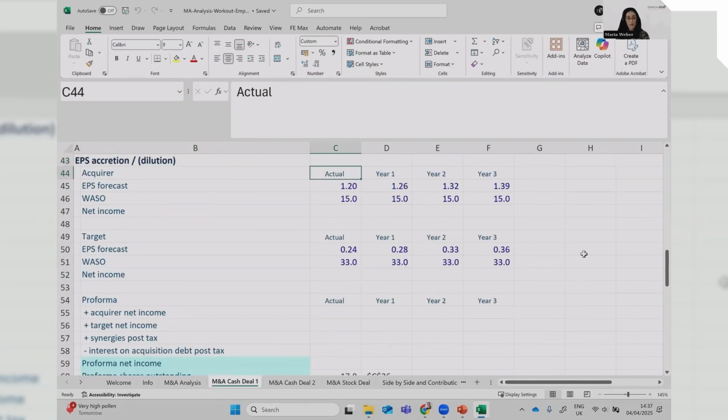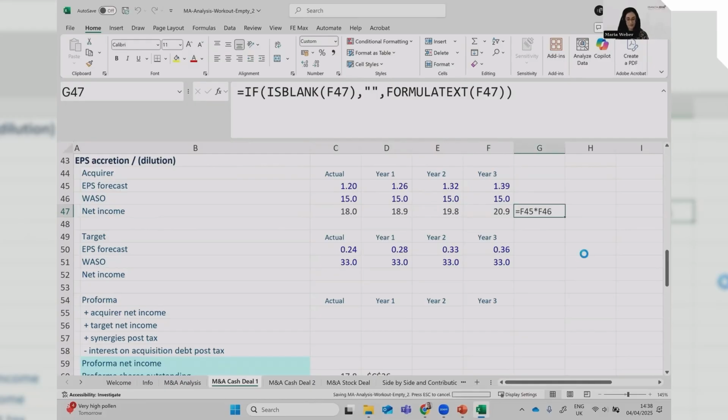Acquirer's net income, if you go up to row 44, I've got for the actual, so historic, and then forecast year 1, year 2, year 3, earnings per share, and weighted average shares outstanding. So number of shares and earnings per share. So I can work out the total net income by saying earnings per share times the number of shares. That's going to give me total net income. I'm just going to copy that to the right.